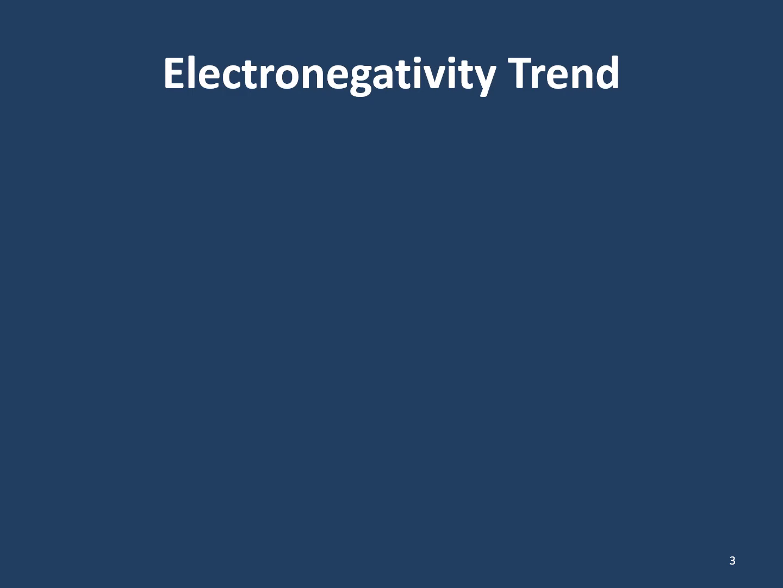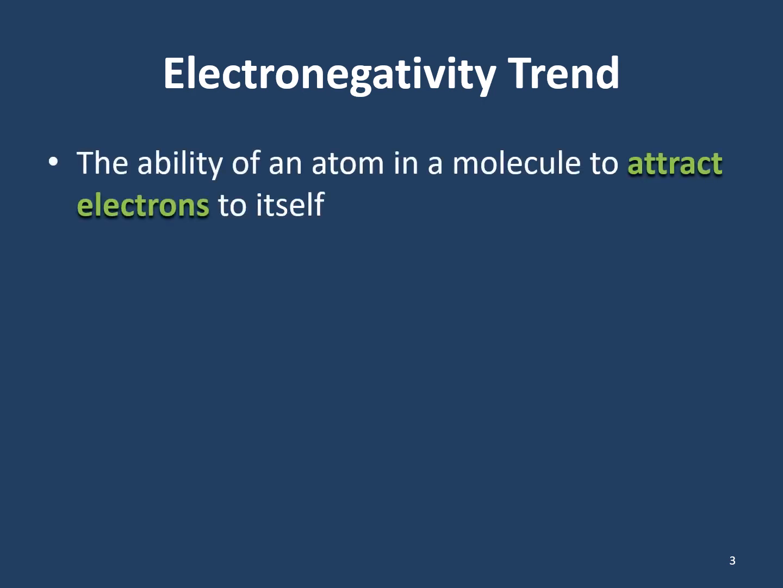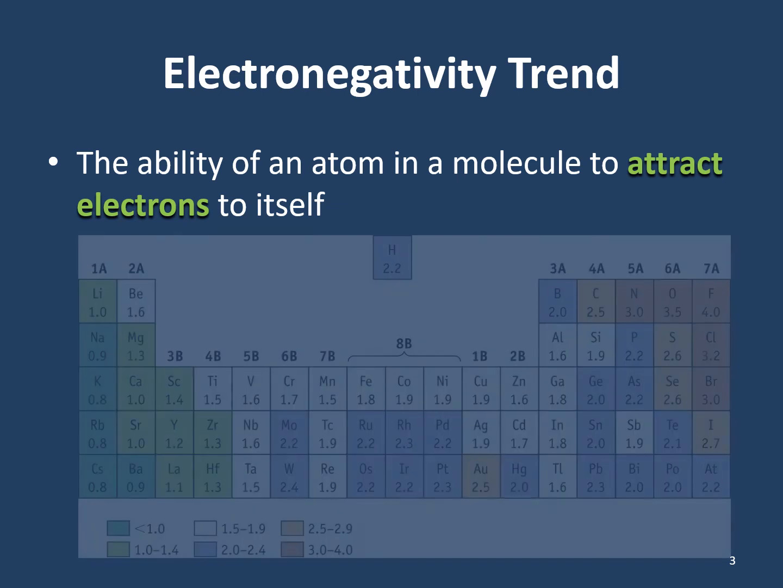Okay, so we do have one more periodic table trend that we need to discuss, which is electronegativity. Electronegativity is the ability of an atom in a molecule to attract electrons to itself. This is very similar to the trend for electron affinity, and they even sound similar, but different, right? Because electron affinity is for an atom, an element by itself. In this case, we're talking about an atom within a molecule.